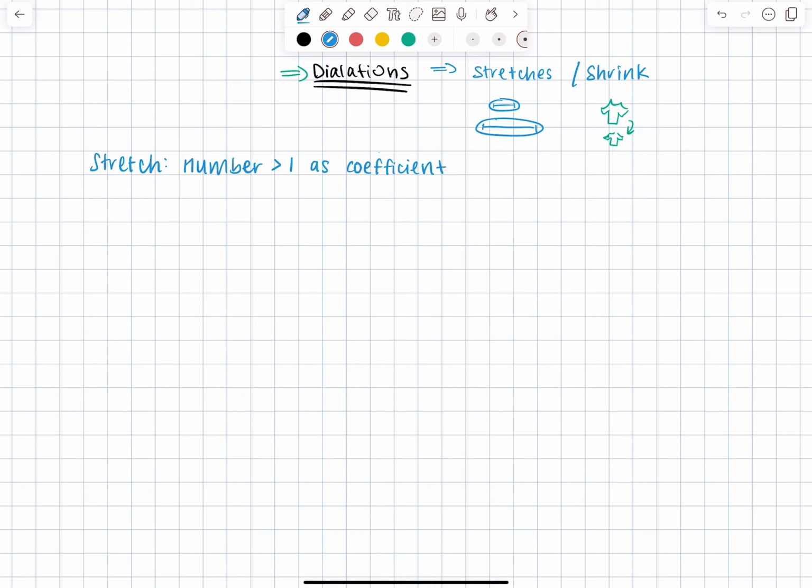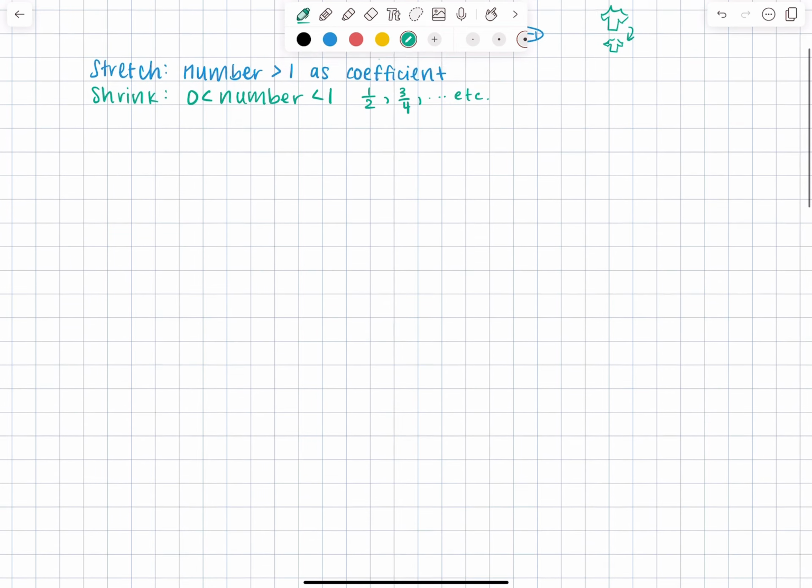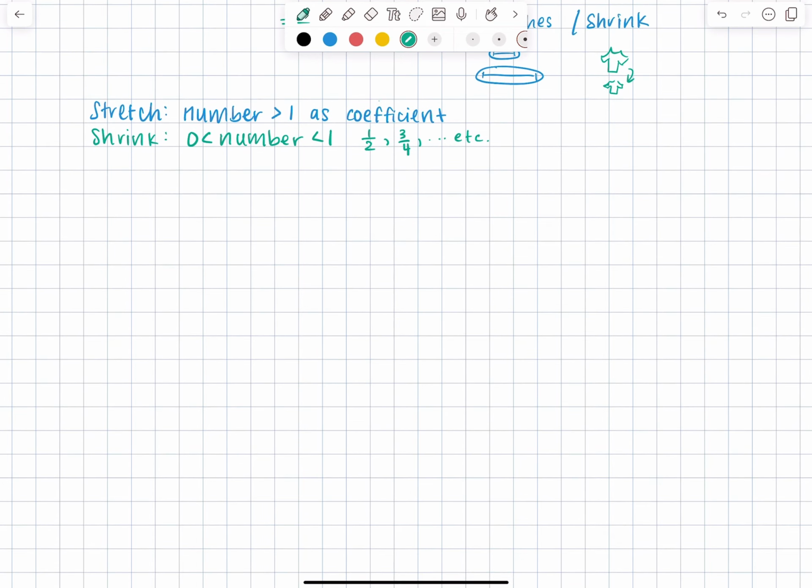For a shrink, the number is greater than 0, but it is less than 1. So numbers like 1 over 2, 3 over 4, and so on. So kind of those fraction numbers or decimals. So let's look at an example.